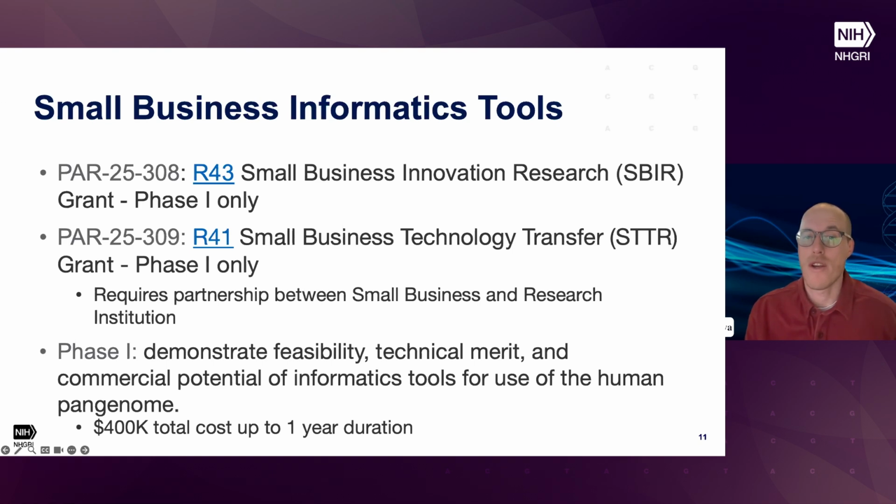And in a phase 1, you are expected to demonstrate feasibility, technical merit, and commercial potential of your informatics tool. Phase 1 is designed to stage the product or service for a hypothetical future phase 2. In a phase 1, budgets are allowed up to $400K total costs and durations for up to 1 year. Next slide, please.